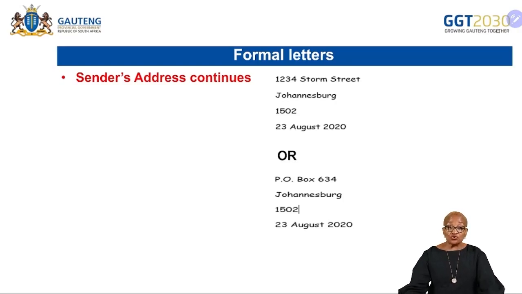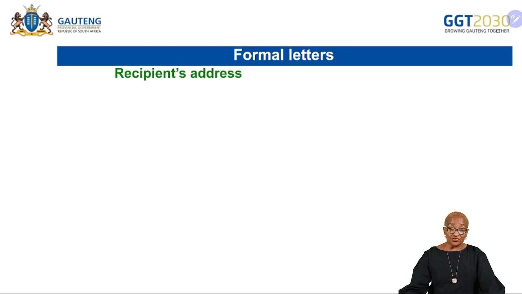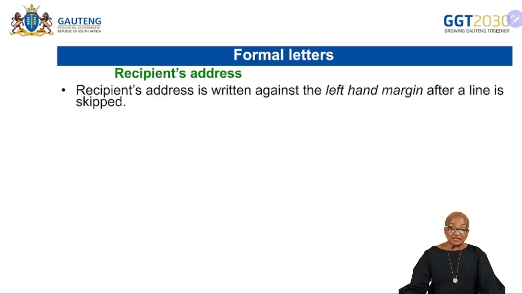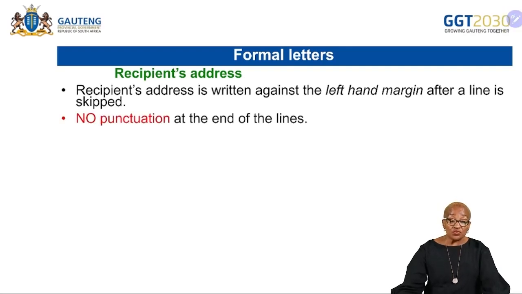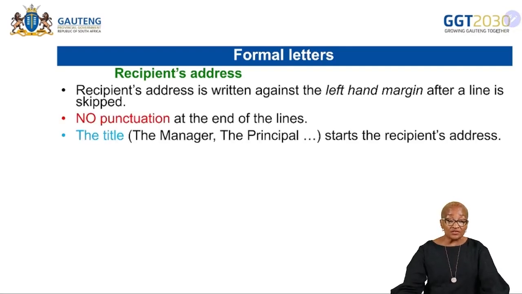If you chose to use a residential address, that is how it will look. Or a postal address. It will read as follows: P.O. Box 634 Johannesburg 1542. And the date must be included. Let's have a look at the recipient address. This is written against the left-hand margin after a line is skipped. No punctuation at the end of the lines.